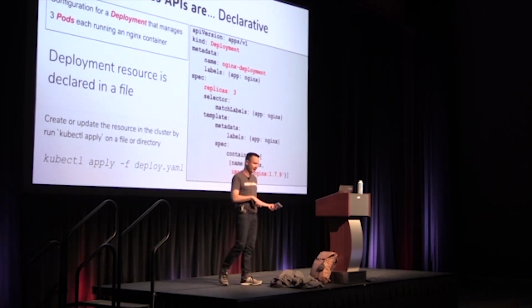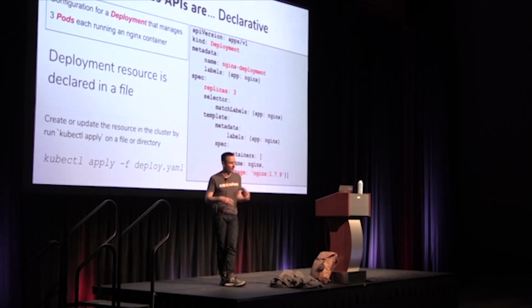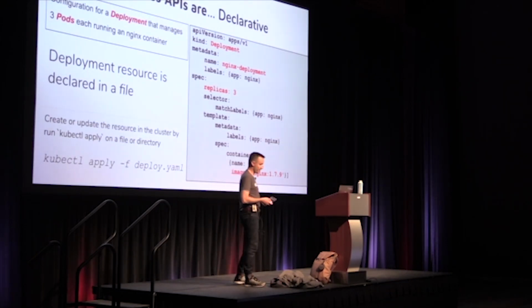If you just revert the change to make it look like it did before, it will automatically push it to look like it did before. And you get a nice audit record. So those are some nice things about Kubernetes APIs being declarative.